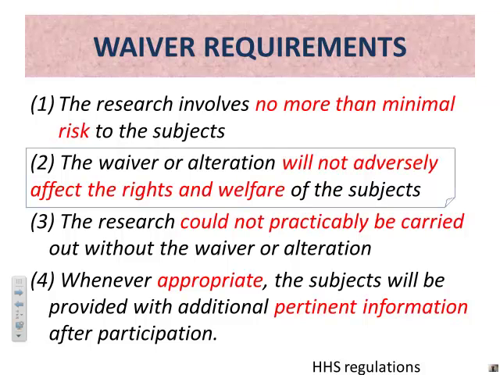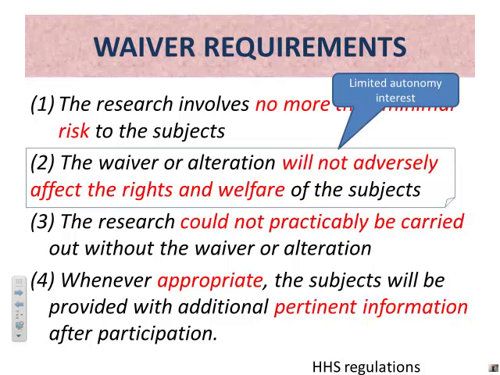Now, regarding the concept of not adversely affecting the rights of the subject, this refers to the thinking that in certain situations, not obtaining consent might represent a negligible infringement of someone's rights, or that someone might have a limited autonomy interest with informed consent. For example, one might be able to assume that most people might be comfortable with not having given their informed consent in certain types of observational research, especially if it occurs in the public setting.